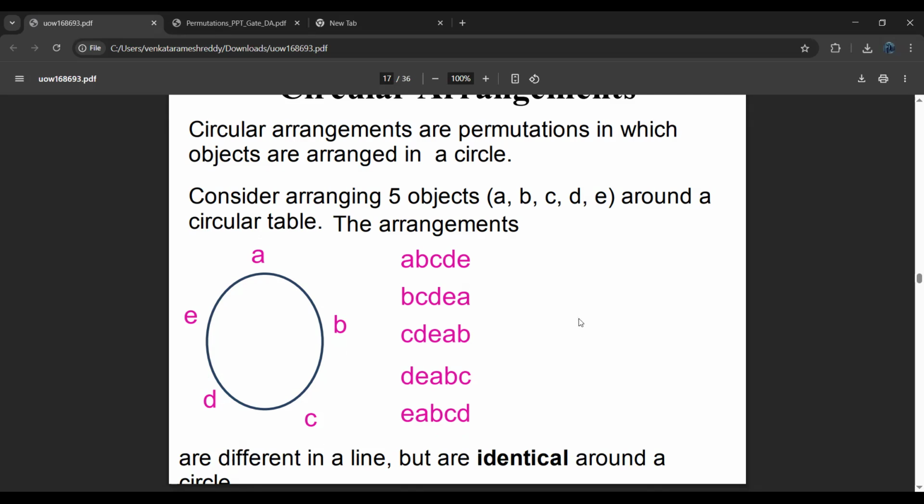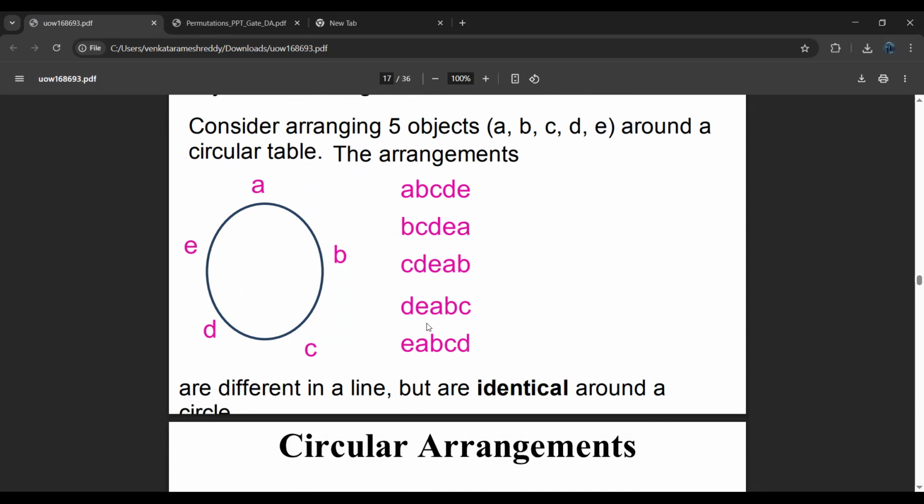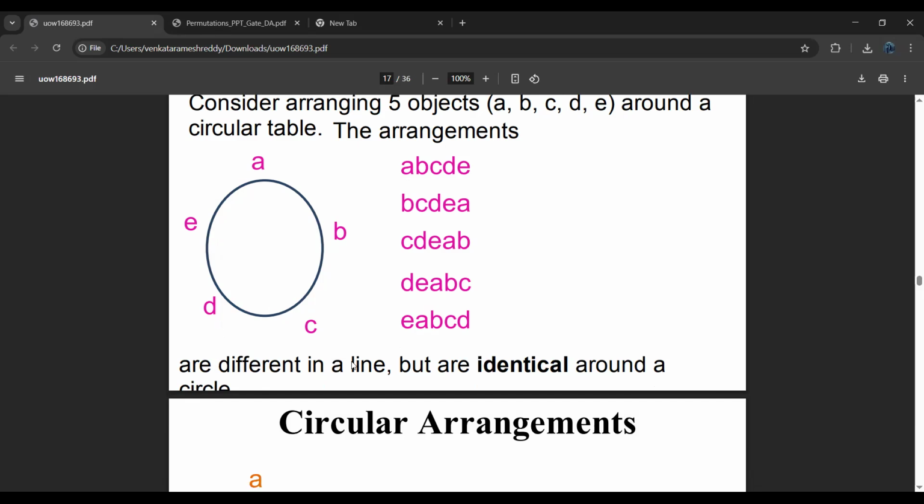So this can be done in different lines, but they are identical around a circle. This is the circular arrangement, which means arranging these five objects in a circular manner. See the five objects A, B, C, D, E. From that you can say A, B, C, D, E, or B, C, D, E, A, or C, D, E, A, B, or D, E, A, B, C, or E, A, B, C, D. Like that we can do it.